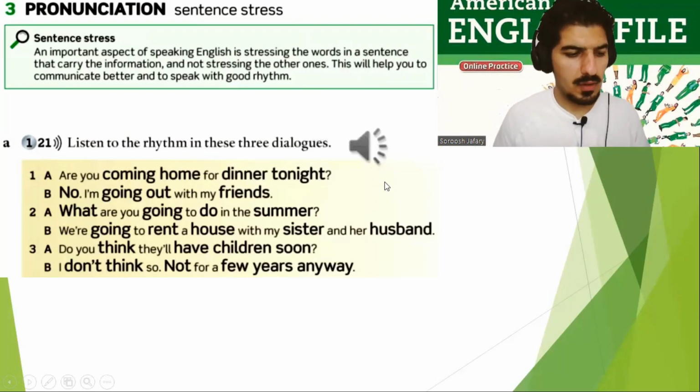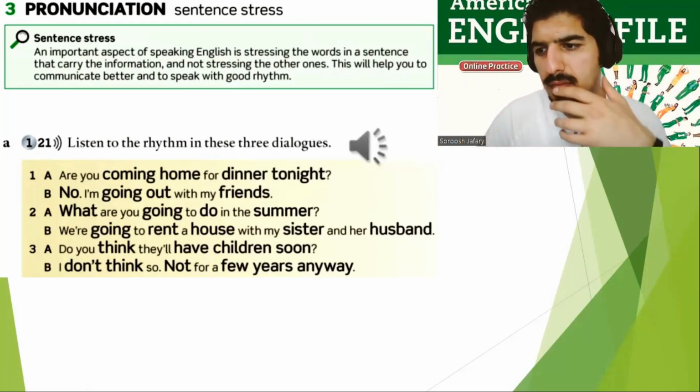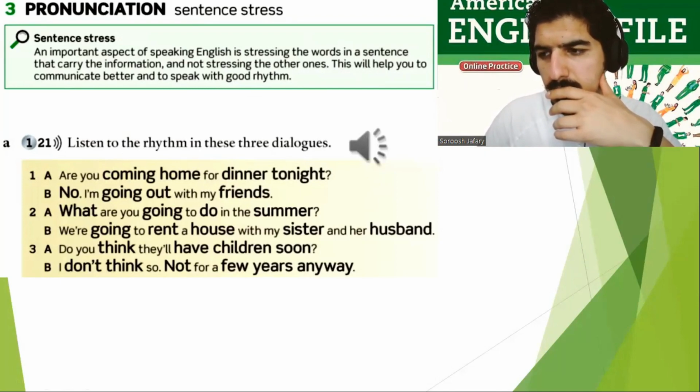1.21. 1. Are you coming home for dinner tonight? No, I'm going out with my friends. 2. What are you going to do in the summer? We're going to rent a house with my sister and her husband. 3. Do you think they'll have children soon? I don't think so. Not for a few years anyway.